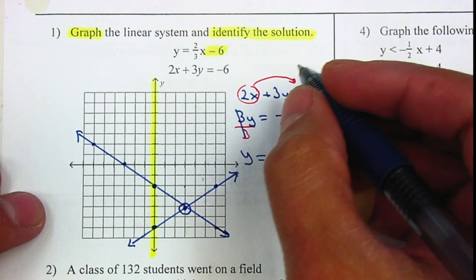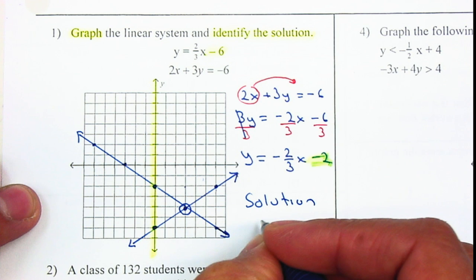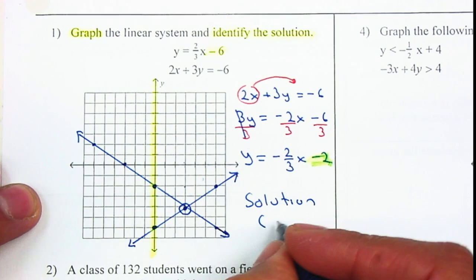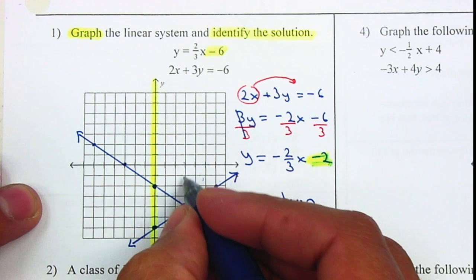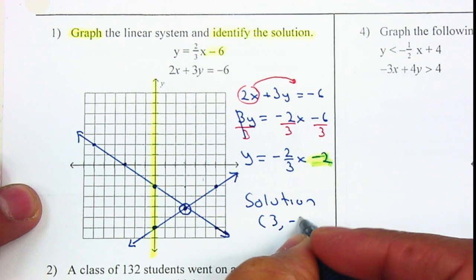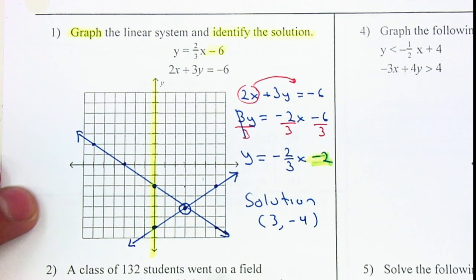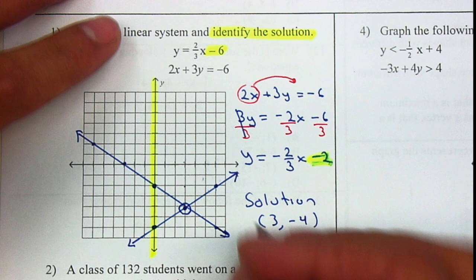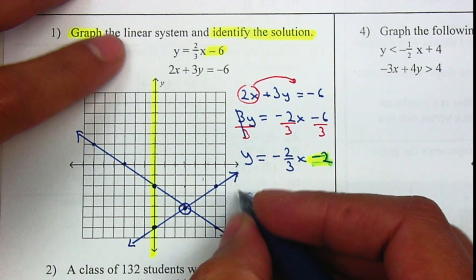So the solution is at the point 3, comma, down 1, 2, 3, 4, -4. Now, if you wanted to double check algebraically that this is the solution, we can just plug it into the x and the y of each equation, and it should give me a true value. But remember to identify your solution.